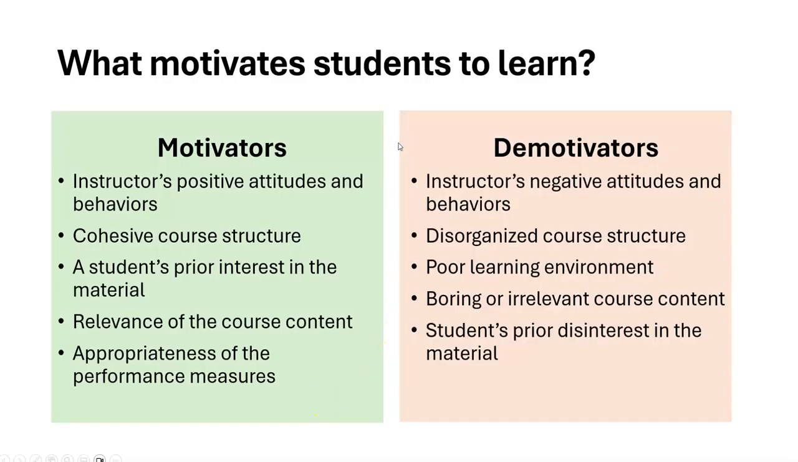Now, on the other side of the coin, the demotivators, as you can imagine, if you have an instructor who's negative and has negative behaviors, that's going to negatively impact students' motivation to learn. If the course is disorganized or you are not supporting a positive learning environment, that could also be a demotivator. The boring or irrelevant course content, and again, there's some things that our students need to know that they may at first think is boring, but helping them see the importance of that helps motivate them to learn it. I teach a lot of grammar, spelling, and punctuation rules, so I know exactly what this means.